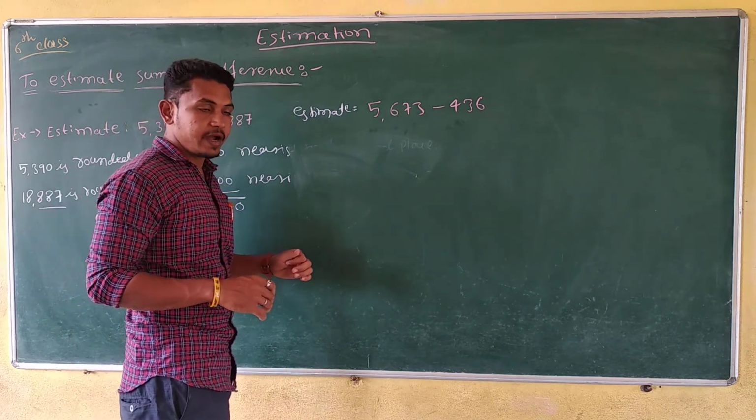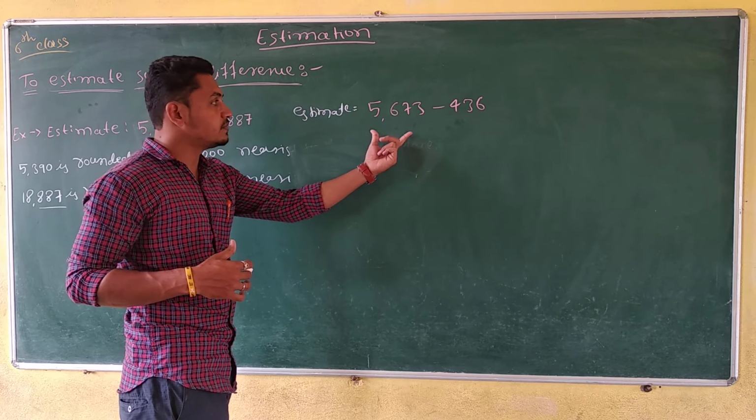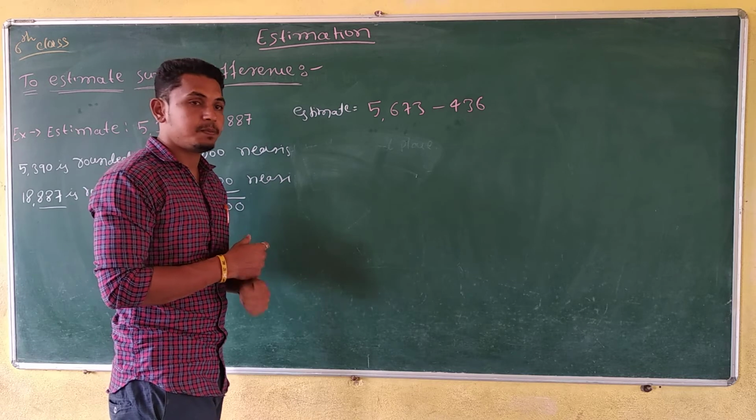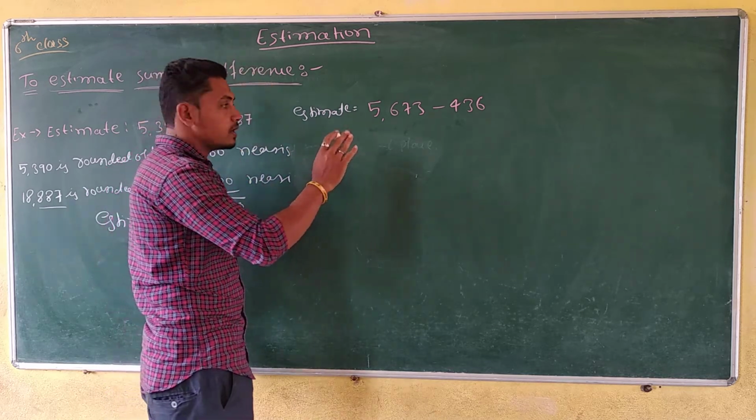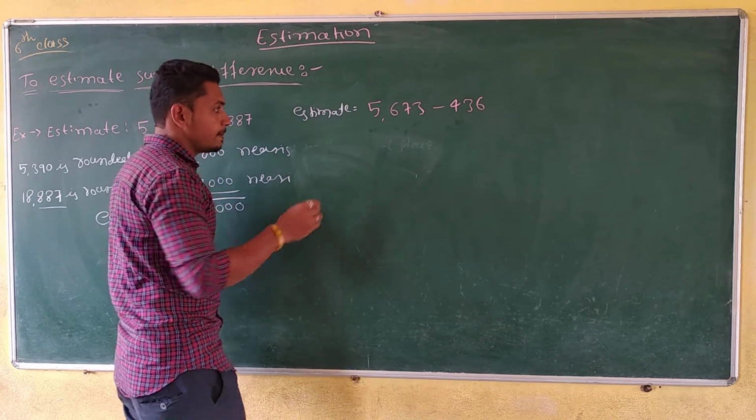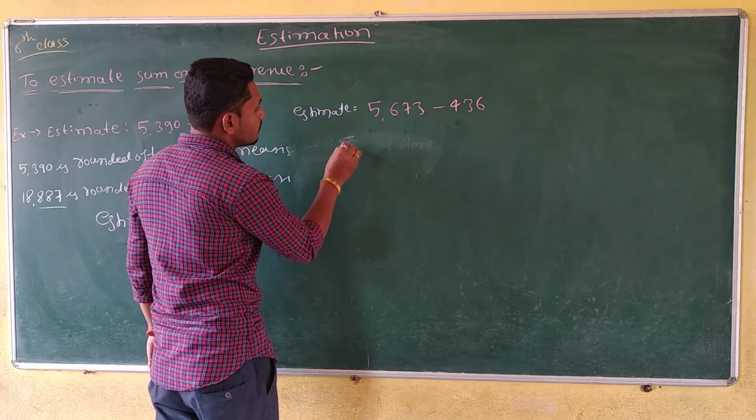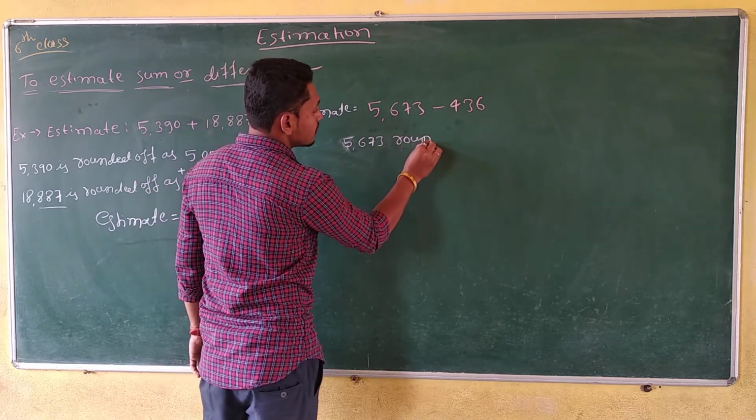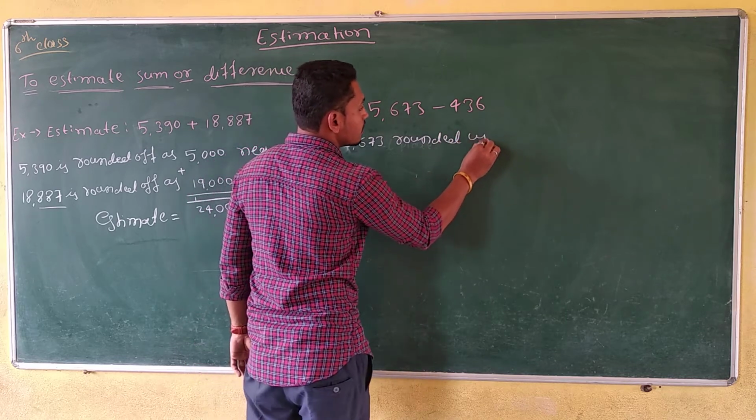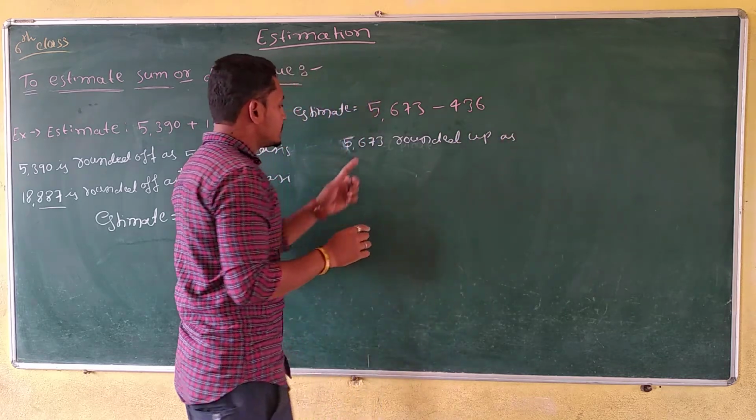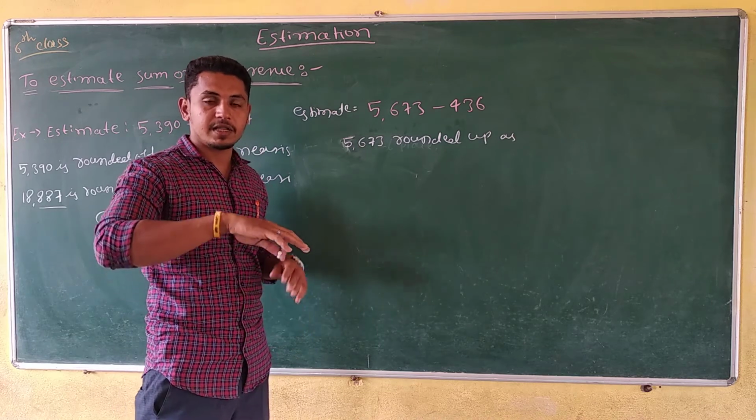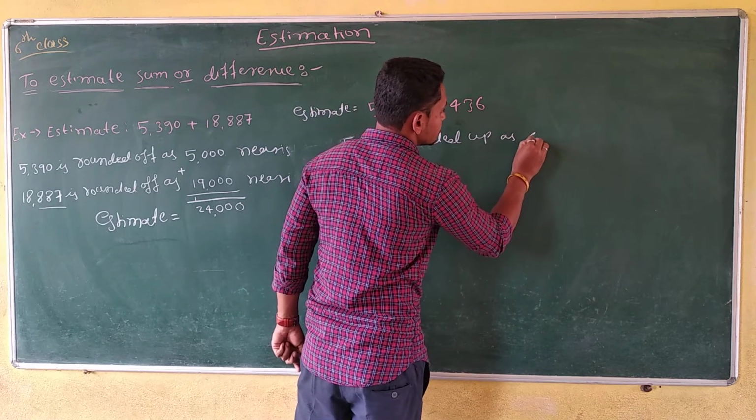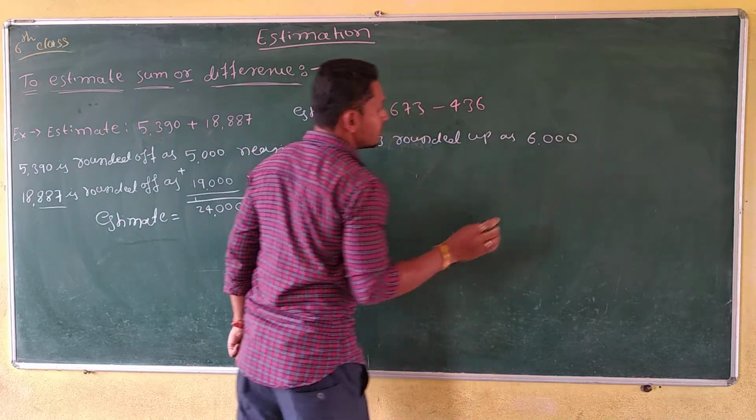Now we have to round up these numbers up to which place? First we have to round up to the 1000th place. So 5673 is rounded up as follows: 673 is nearest to 1000, so we have to change the 1000 place. 6000. Is it right?